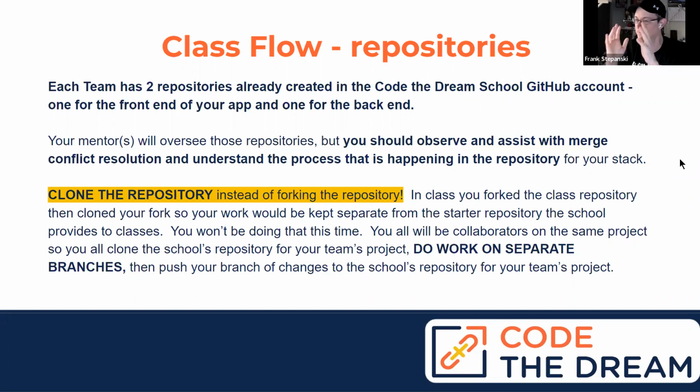So, okay, this is what we have so far. This is the state of our application. And then I'm going to work on a new feature in my own branch. And then pushing up to the repo, your front end or back end repo of the project's repo. Again, not doing forking where it goes to your own personal account.